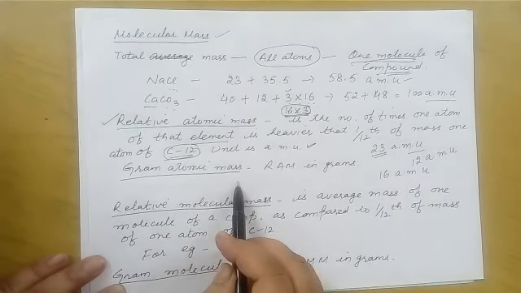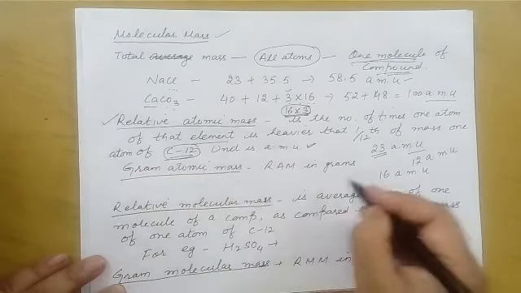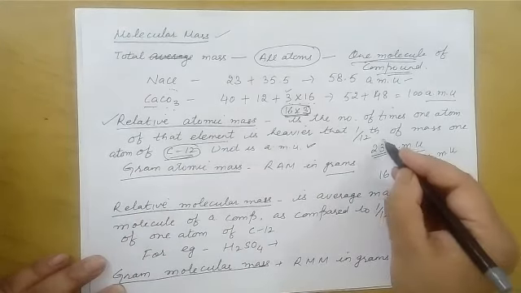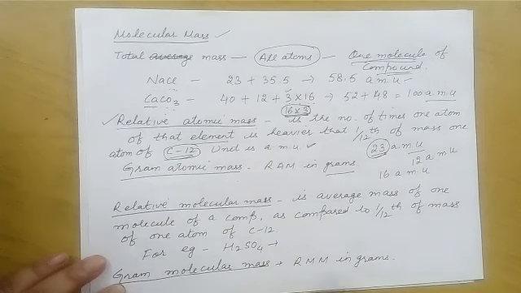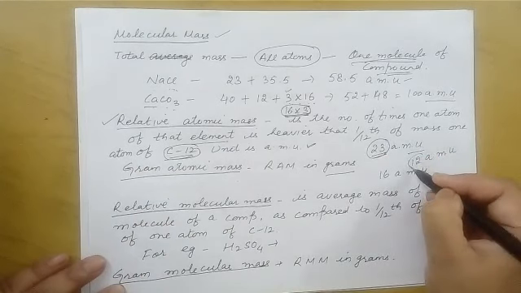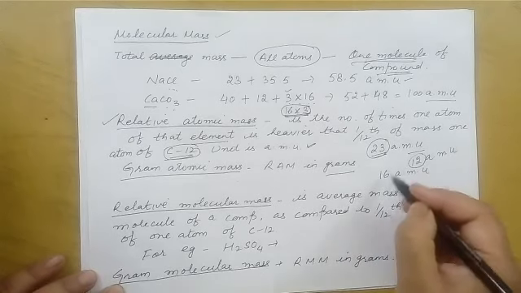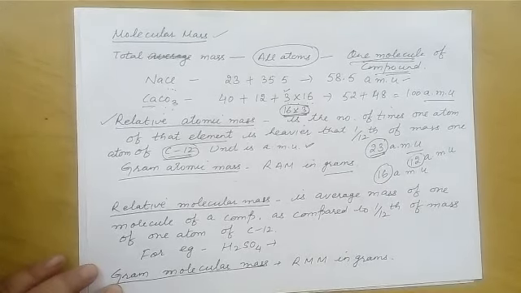Gram atomic mass, relative atomic mass in grams. So sodium's gram atomic mass 23 grams. Carbon's gram atomic mass 12 grams. Oxygen's gram atomic mass 16 grams.